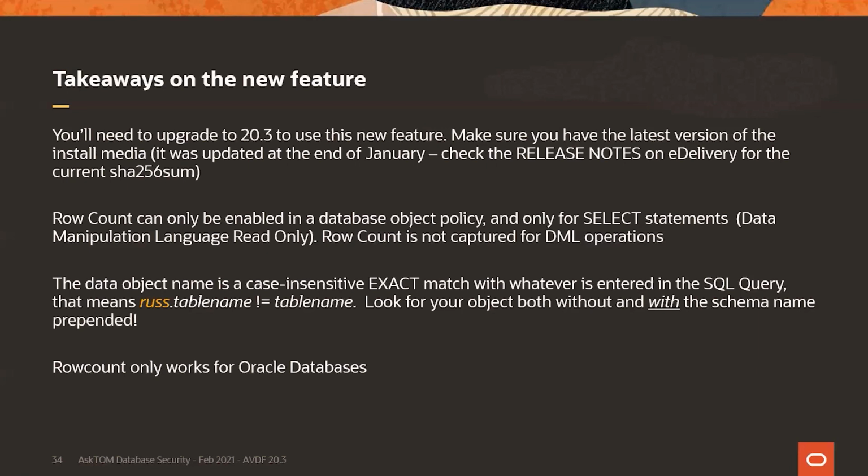Next thing to remember, database object name is case insensitive. It doesn't matter if your user types it in uppercase, lowercase, camel case, every other letter a different case, case insensitive, but the name itself is an exact match. That means schema.table name is not the same thing as table name. So when you're deciding what tables you're going to collect row count for, do keep an eye out for that. When I'm making a policy, I always do schema name.table name and then just table name. So I'm covered whichever way.